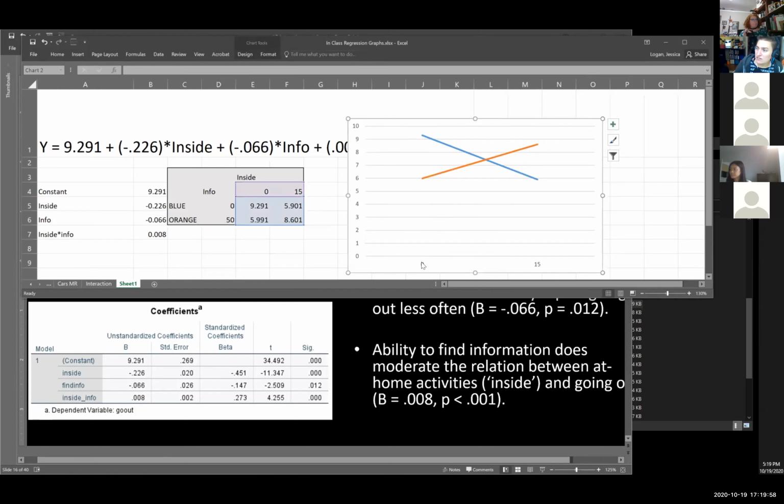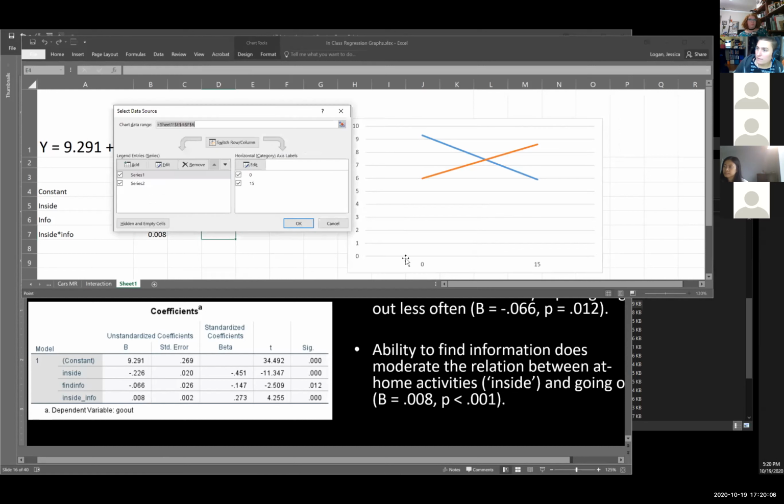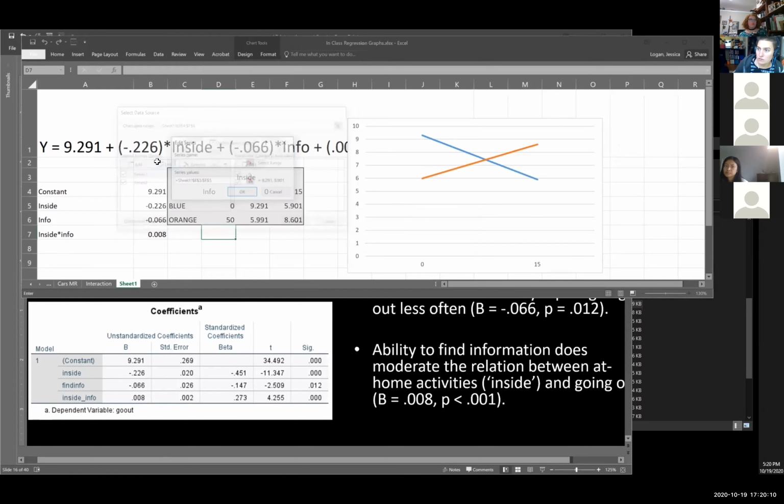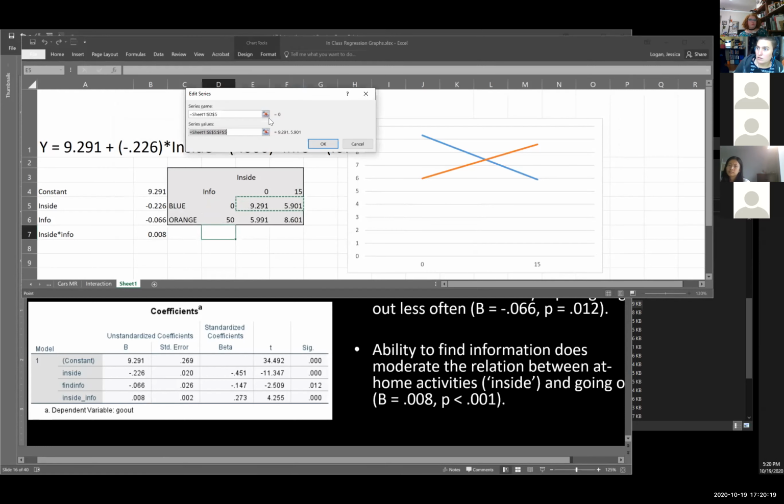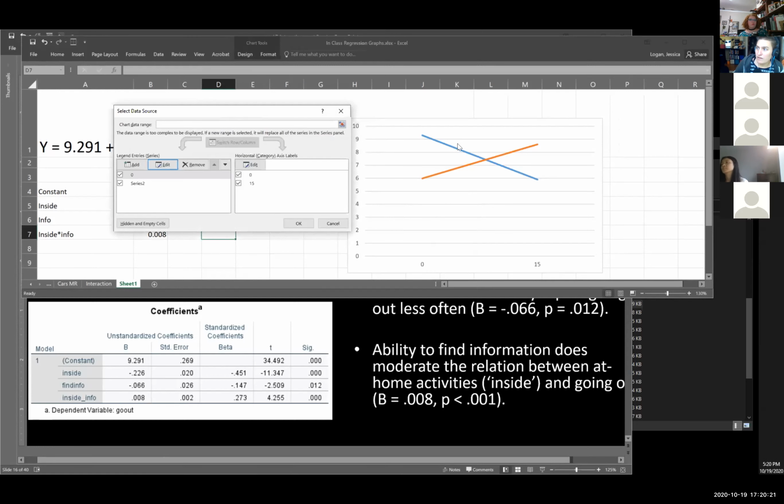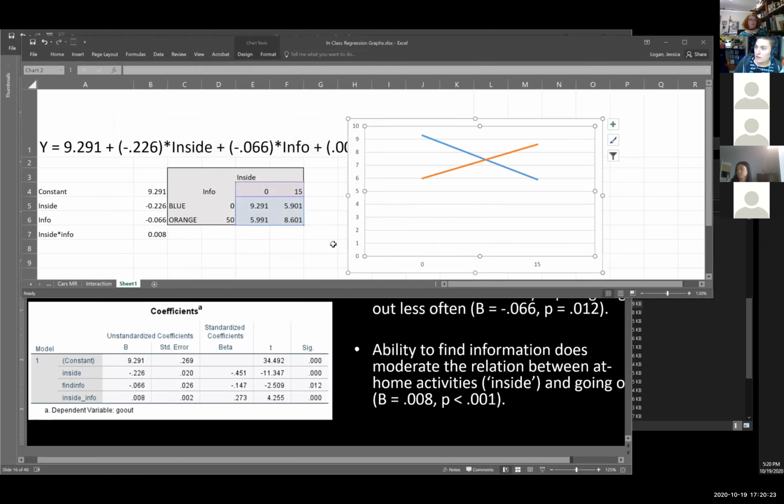And you can change these axes with this select data little guy. And then you can pick them here. You can also edit this. So now that's going to be called 0.0. All right, so that's what this looks like. And I want you to hang on to it because you're going to do another one of these in a minute.